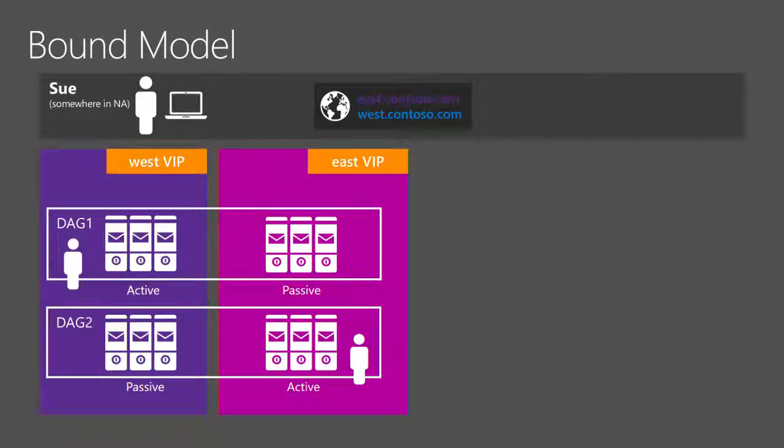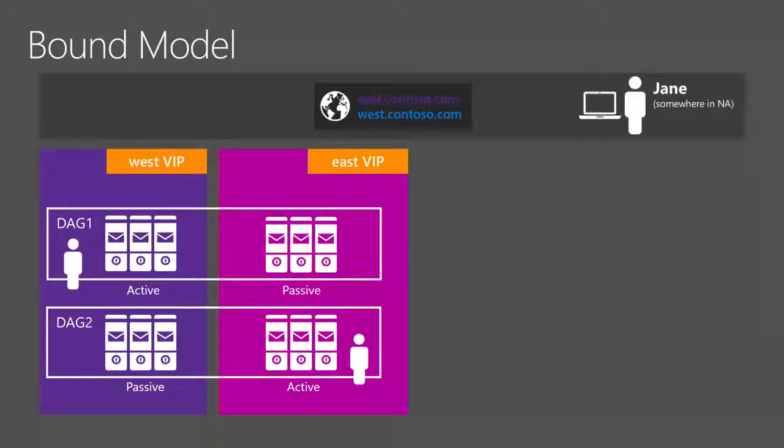Her database is located in DAG1, and it's currently active in the west data center. So she'll be using west.contoso.com. And we also have Jane, somewhere in North America, whose database is active in East, and so she'll be using east.contoso.com. Okay, so that's the bound model. Wherever the user goes, they're going to use that URL that you've given them, and that's going to take them to a specific data center for traffic control purposes.